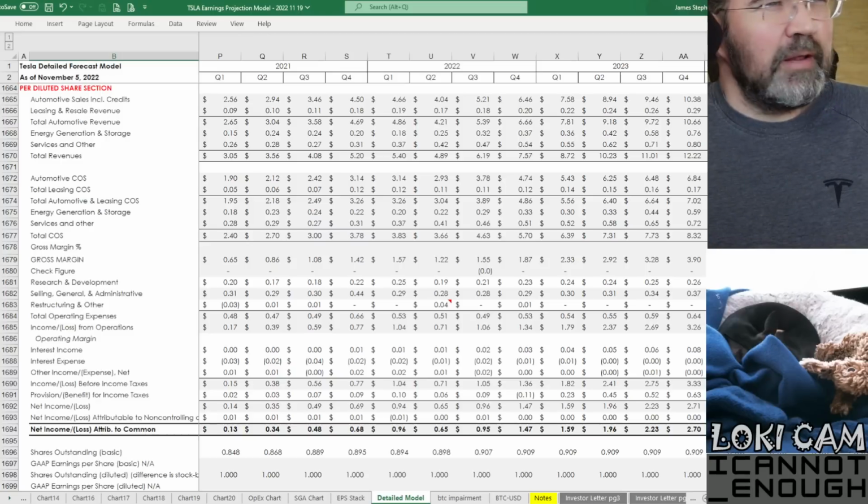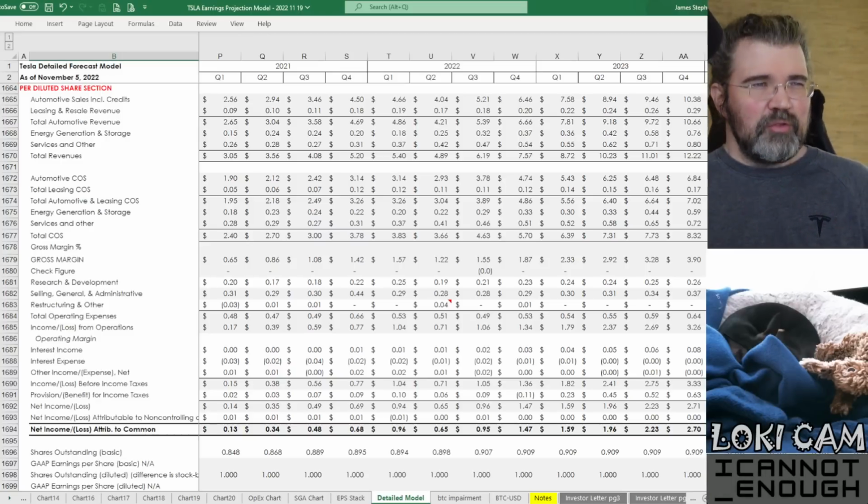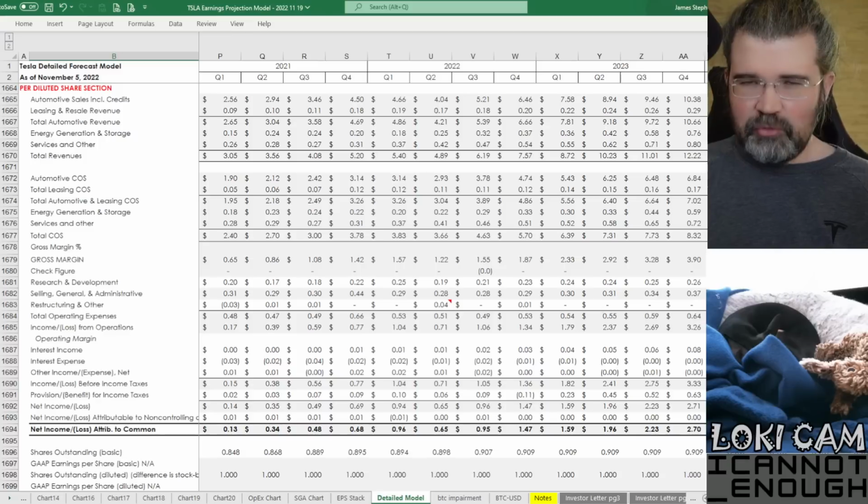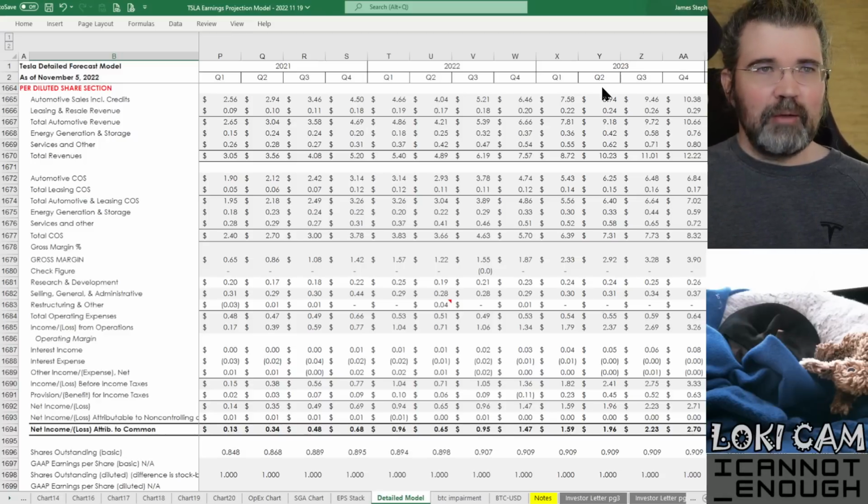I put a check figure in here because it's a good idea when you're making a spreadsheet to put a check figure in sometimes and try calculating the same number two different ways and make sure they both come out to the same answer.